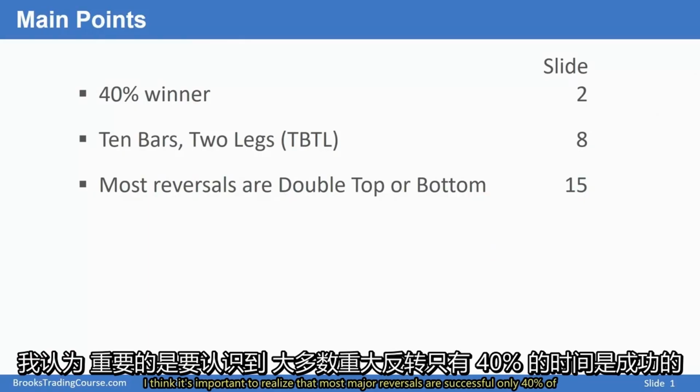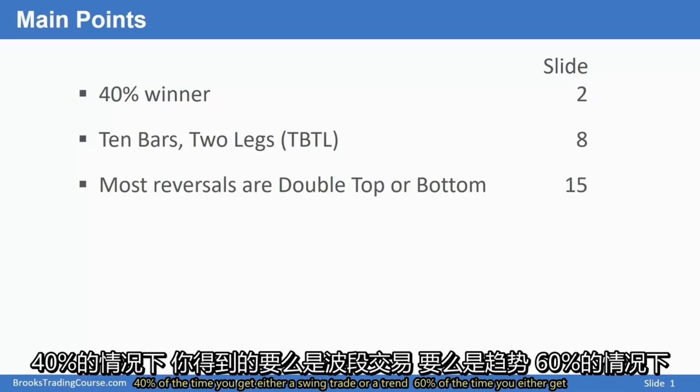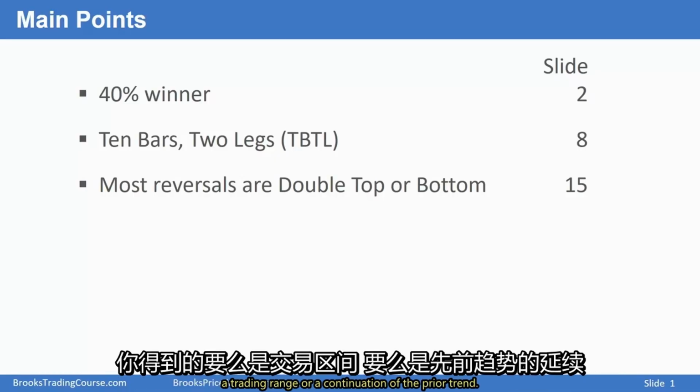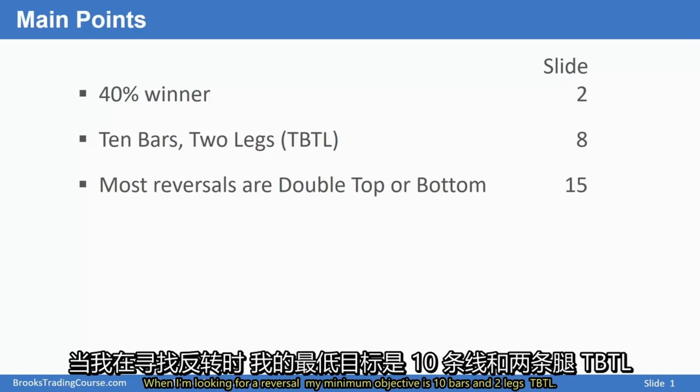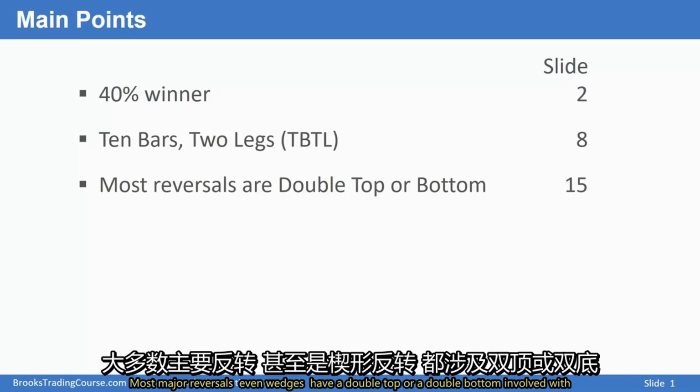I think it's important to realize that most major reversals are successful only 40% of the time. 40% of the time you get either a swing trade or a trend. 60% of the time you either get a trading range or a continuation of the prior trend. When I'm looking for a reversal, my minimum objective is 10 bars and 2 legs, TBTL. Most major reversals, even wedges, have a double top or a double bottom involved with them.